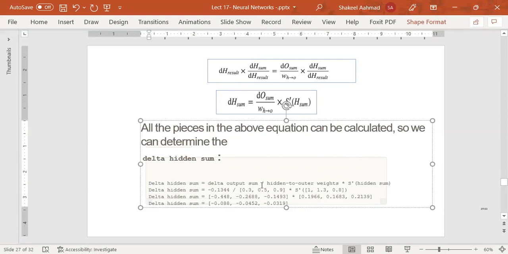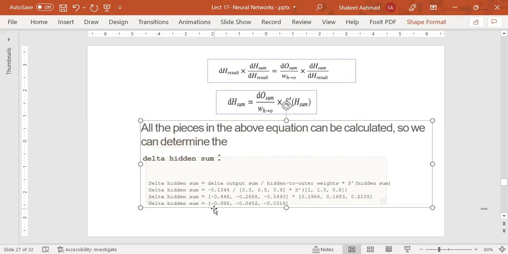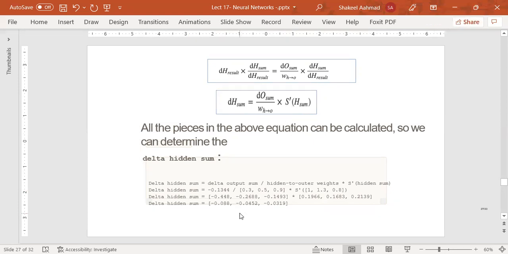Our delta output sum is what we have got, minus 0.134. Now it will be divided by the weights we want to calibrate, and those are W1 to W6. And we will multiply these values with sigmoid prime. The delta hidden sum will be minus 0.88, minus 0.0452.